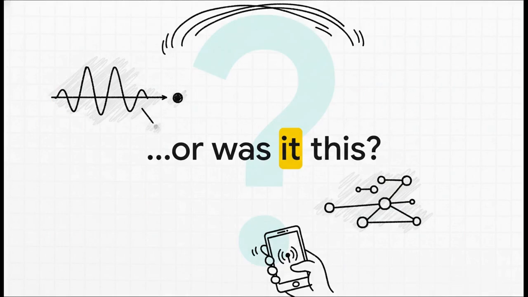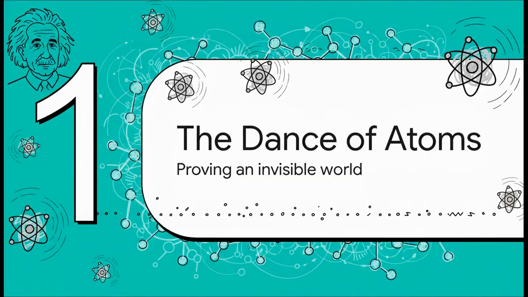Or maybe not. Because while E equals mc squared gets all the glory, some of Einstein's other work, stuff he did in the exact same miracle year of 1905, arguably had an even bigger and more immediate impact on how we see reality. And that work, it's still at the heart of the tech you use every single day. And it all starts with something we totally take for granted today, atoms.